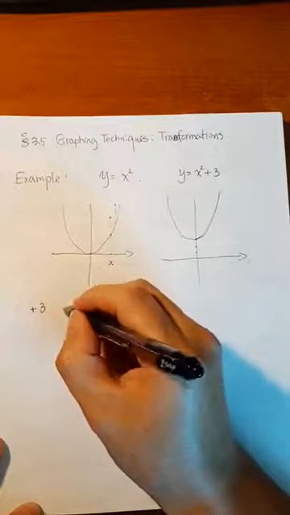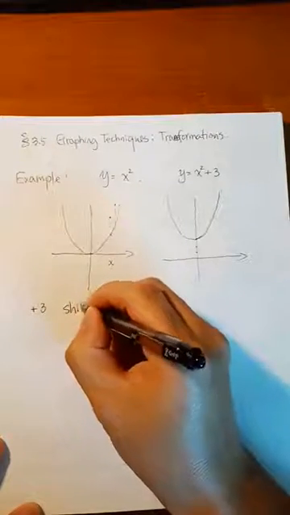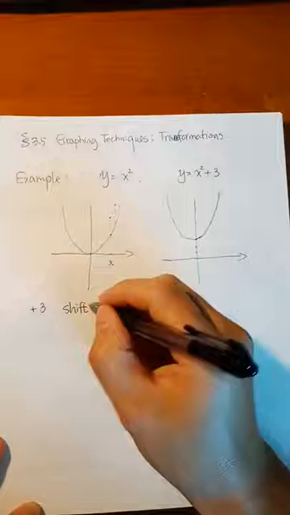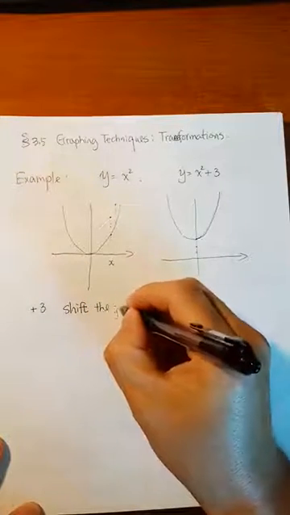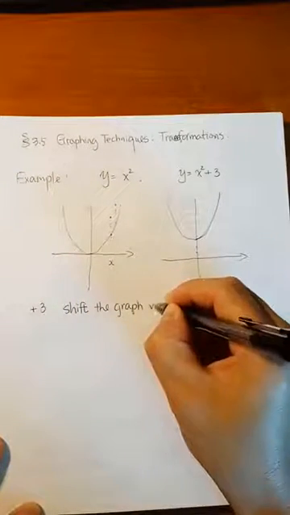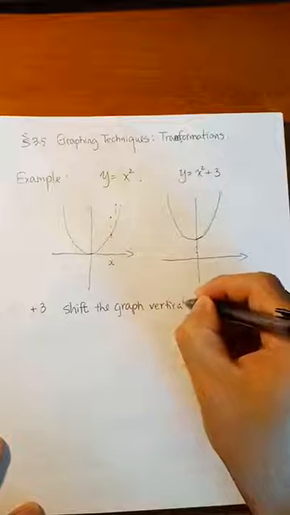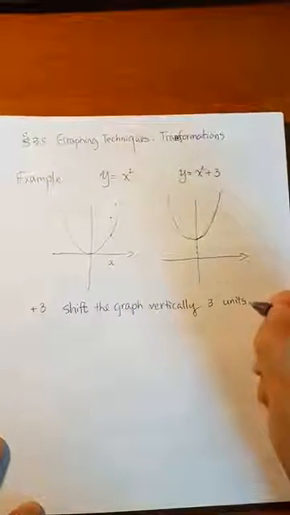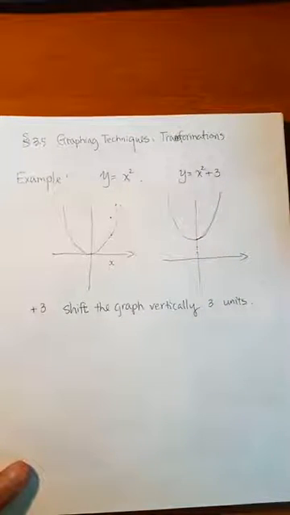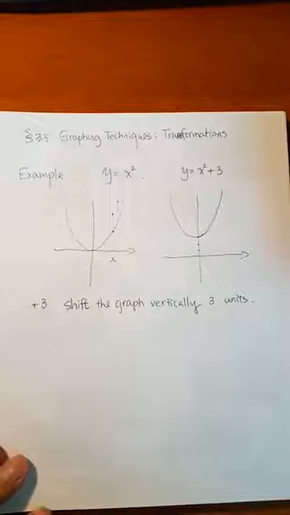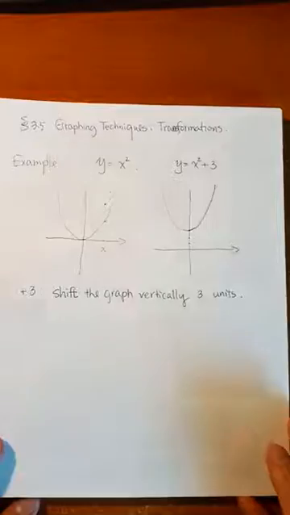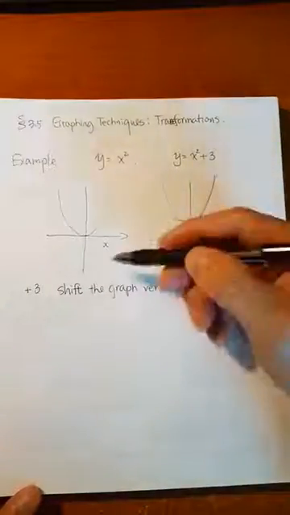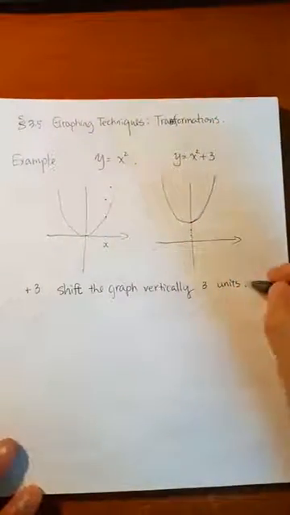So when you add 3, you will shift the graph vertically 3 units. Okay, that's the understanding. Of course, you shift it up.